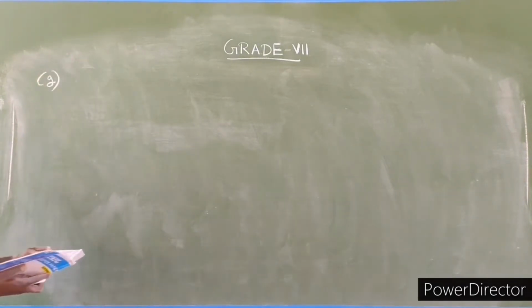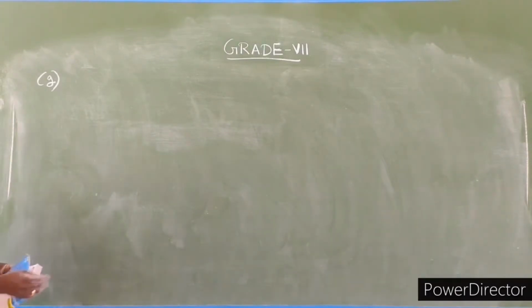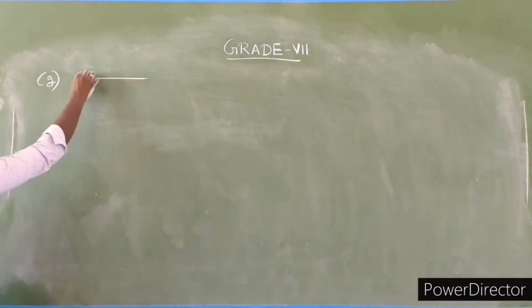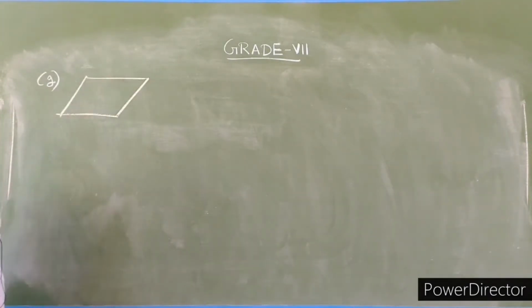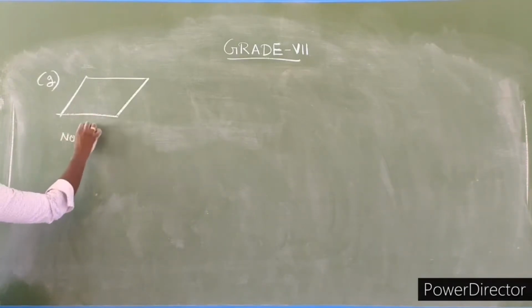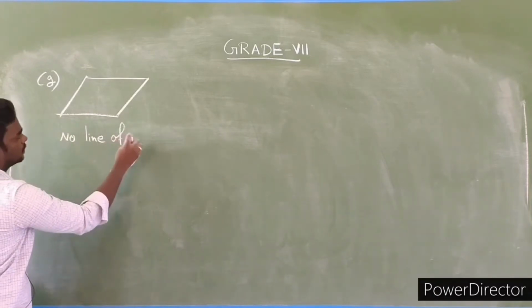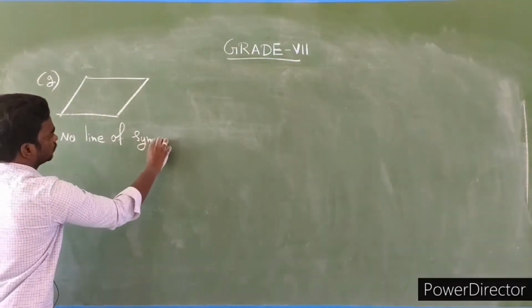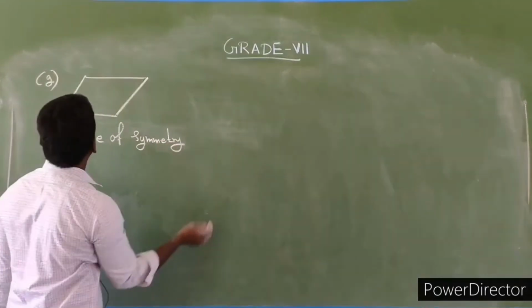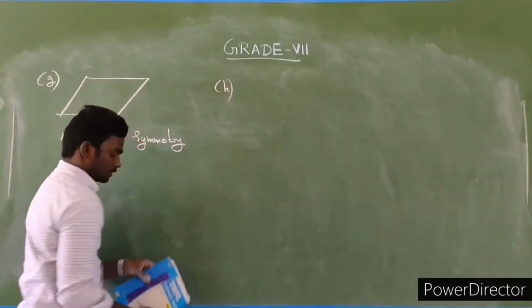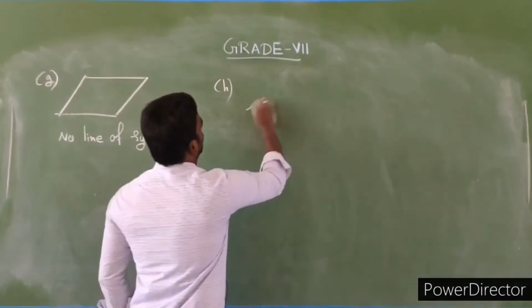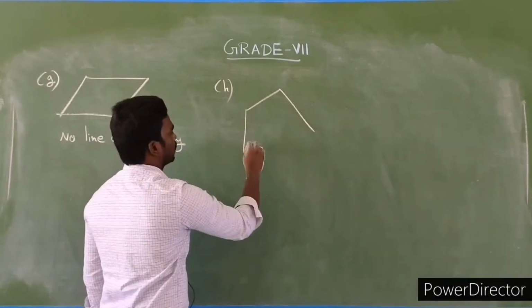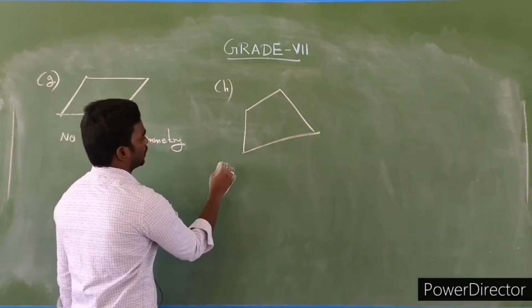Next, G. What is G? A parallelogram. We know what a parallelogram is: opposite sides are equal in measure. So how many lines of symmetry does the parallelogram have? We know a parallelogram has no line of symmetry. So what is H? A quadrilateral. A quadrilateral means just a four-sided polygon. So this also has no line of symmetry.